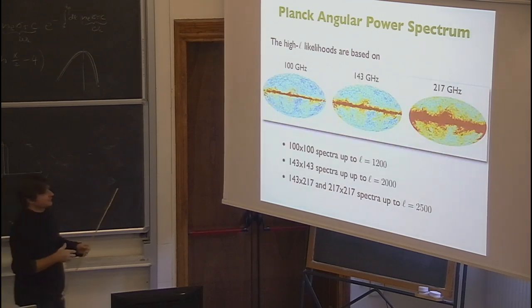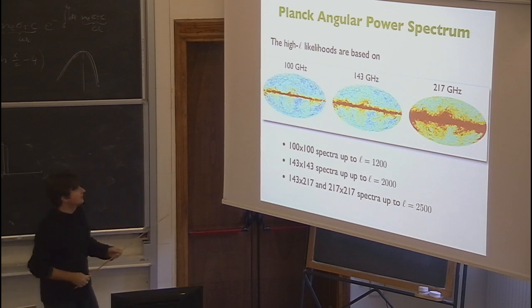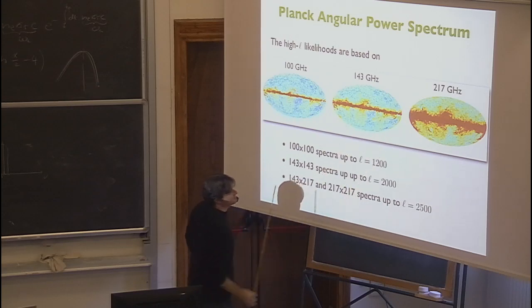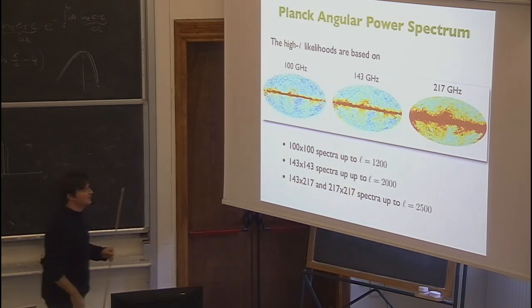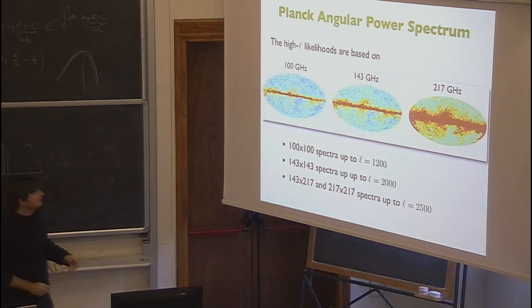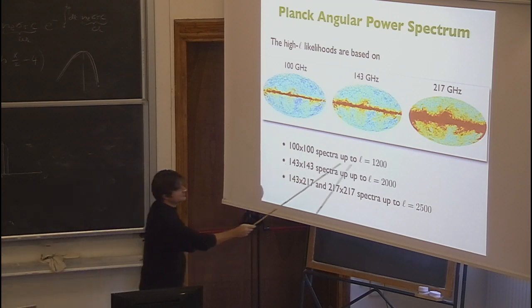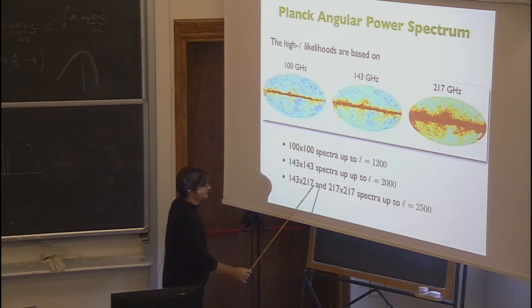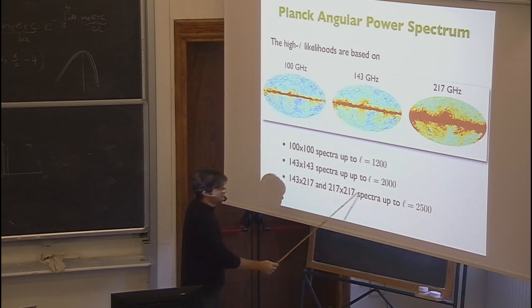The likelihoods for the angular power spectra that were reported were really based on the 100 gigahertz, 143 gigahertz, and 217 gigahertz maps. The spectra were used at 100 gigahertz up to 1200, 143 up to 2000, and then for the cross spectra and the 217 auto spectra out to 2500.